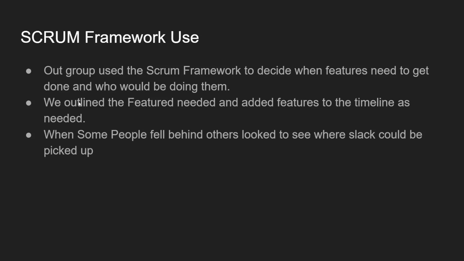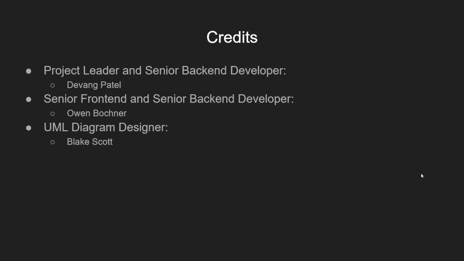Our group used the Scrum framework to decide when features needed to get done and who would be doing them. We outlined the features that need to get done, added them to the timeline for the sprints, and then executed accordingly. When some people fell behind, others looked to see where slack could be picked up and picked up from there. And it was very efficient for us to use the Scrum framework.